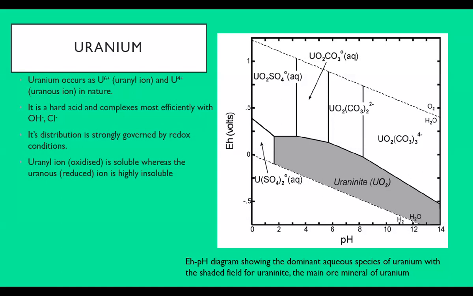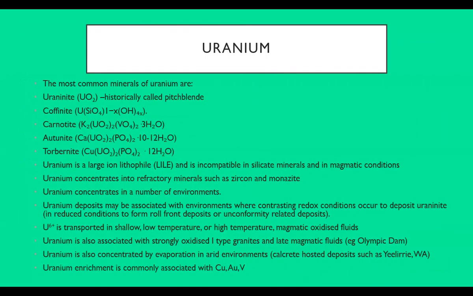Uranium, more complicated because it has a variety of valency states, and so secondary uranium can be quite an important deposit. One of the main ore minerals is a mineral called uraninite, pitchblende, and yeah, I won't linger too much on them. But yeah, there's a variety of uranium minerals, and it's concentrated in a variety of environments.